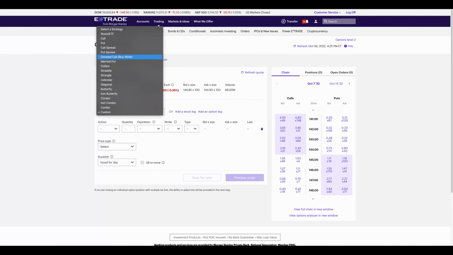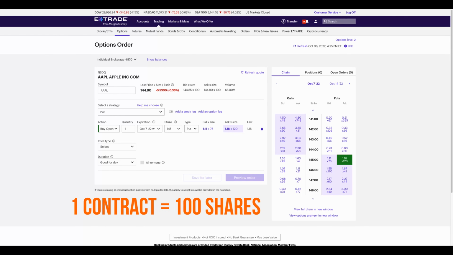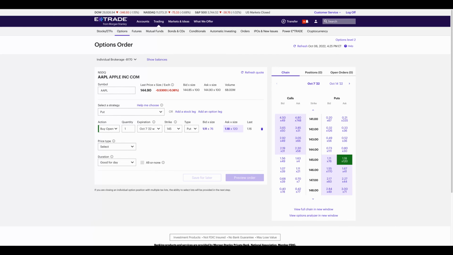Anyway, pick a strategy, put, and then leave the action on buy open. Currently the quantity is 1, but keep in mind that one contract is equivalent to 100 shares. So if the stock declined by $1, you will be making $100, and for each time the stock declines $1, you will make $100. Next, you need to select the expiration date. You get weekly and monthly dates here. If you see the W next to it, it's a weekly option. I will pick January 20 of 2023. I like to have more space when I do put and call options, as I like to see the long term and not bi-weekly options.